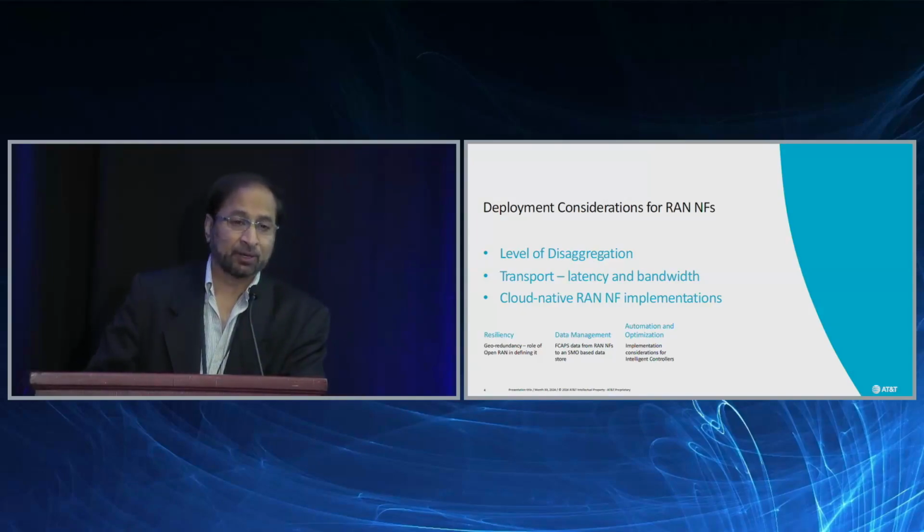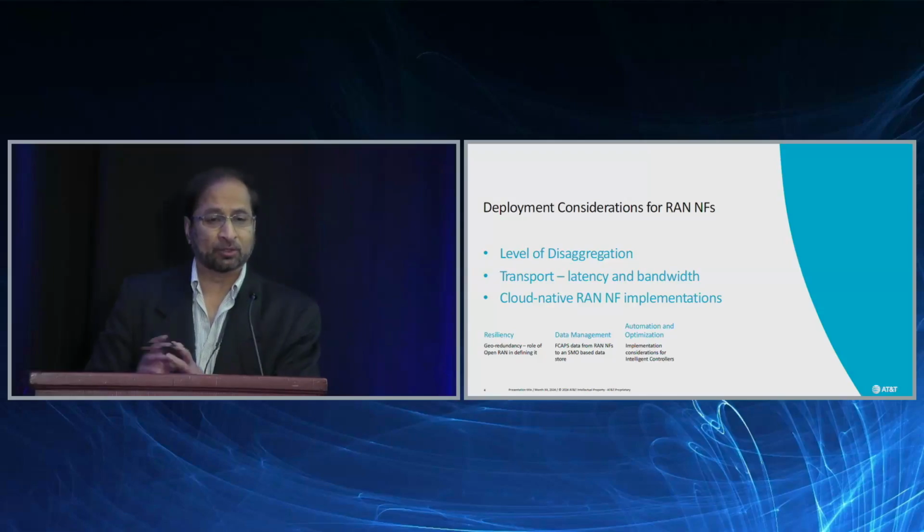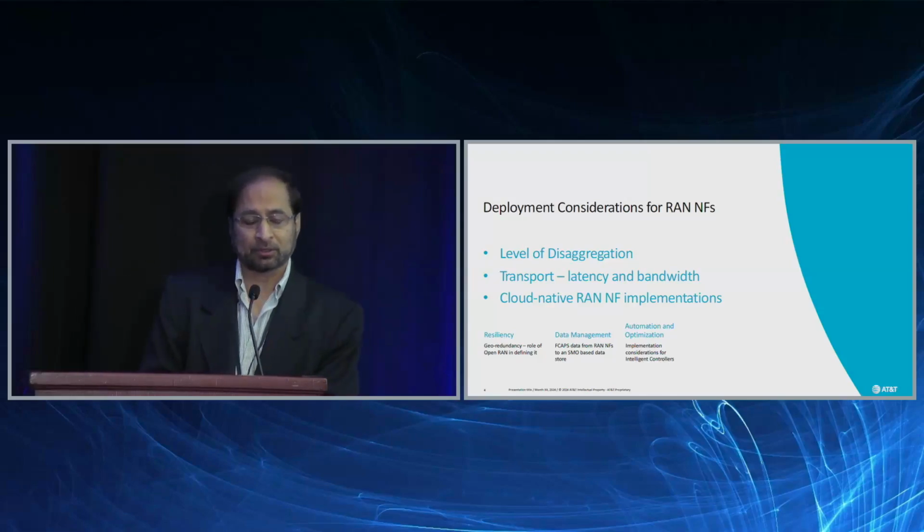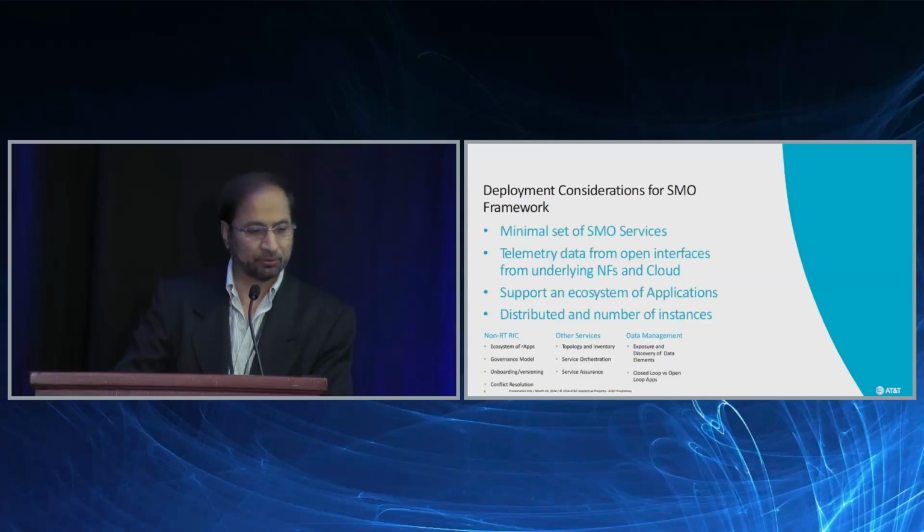Resiliency does come into mind because as you go more centralized, one could say that yes, the blast radius could increase. And so yes, resiliency is an important thing. Data management, I've covered through O1. And yes, an ecosystem of rApps needs to be developed. For that, information is extremely important.